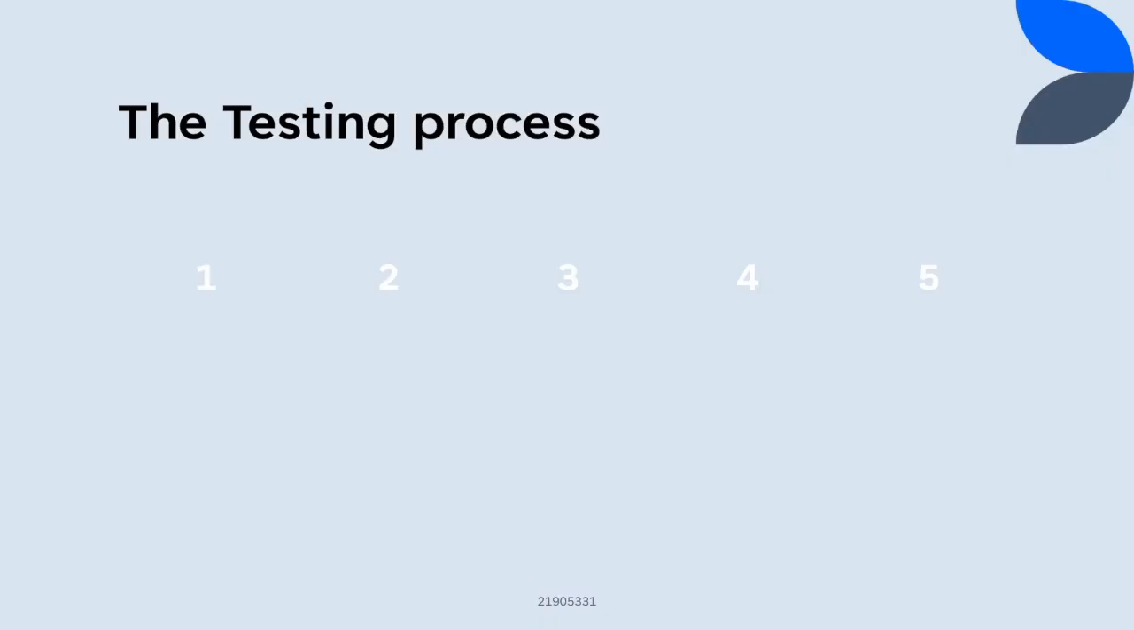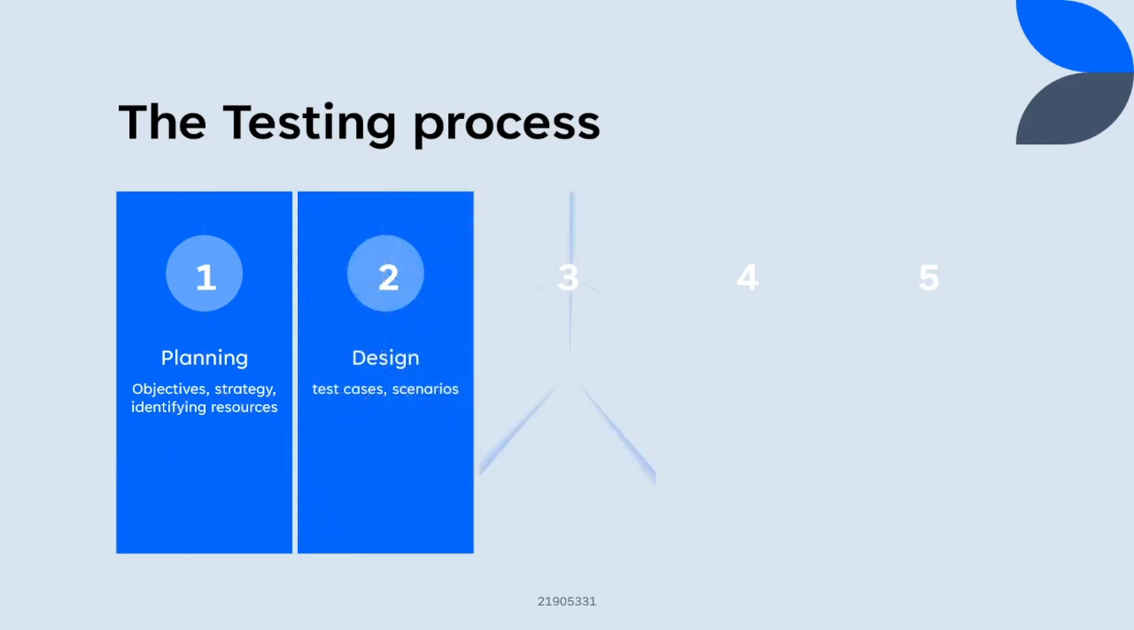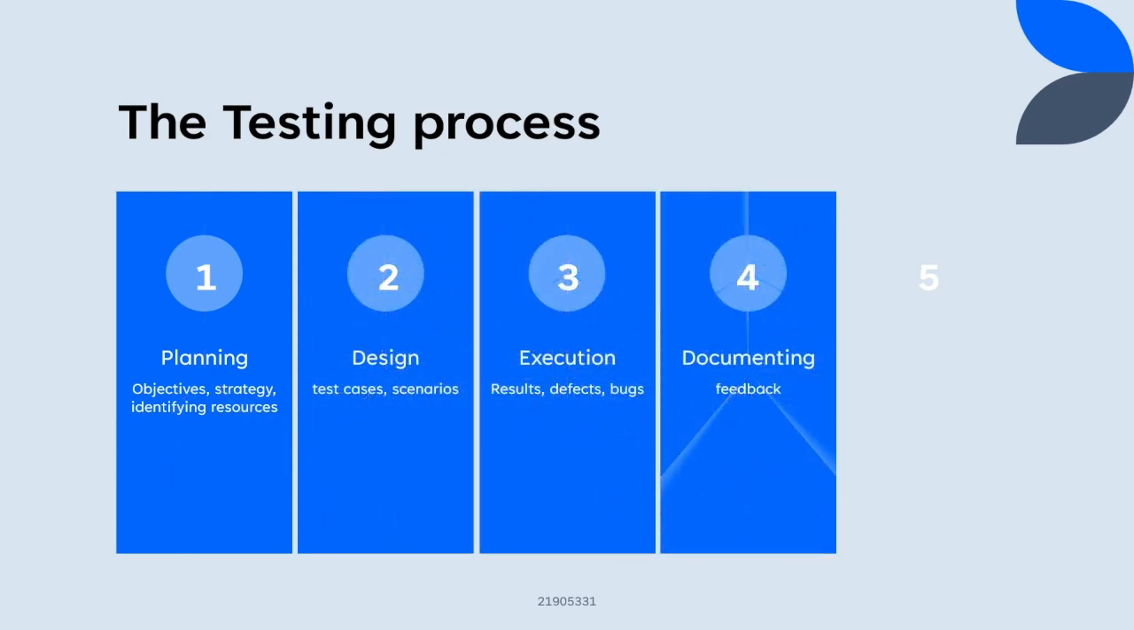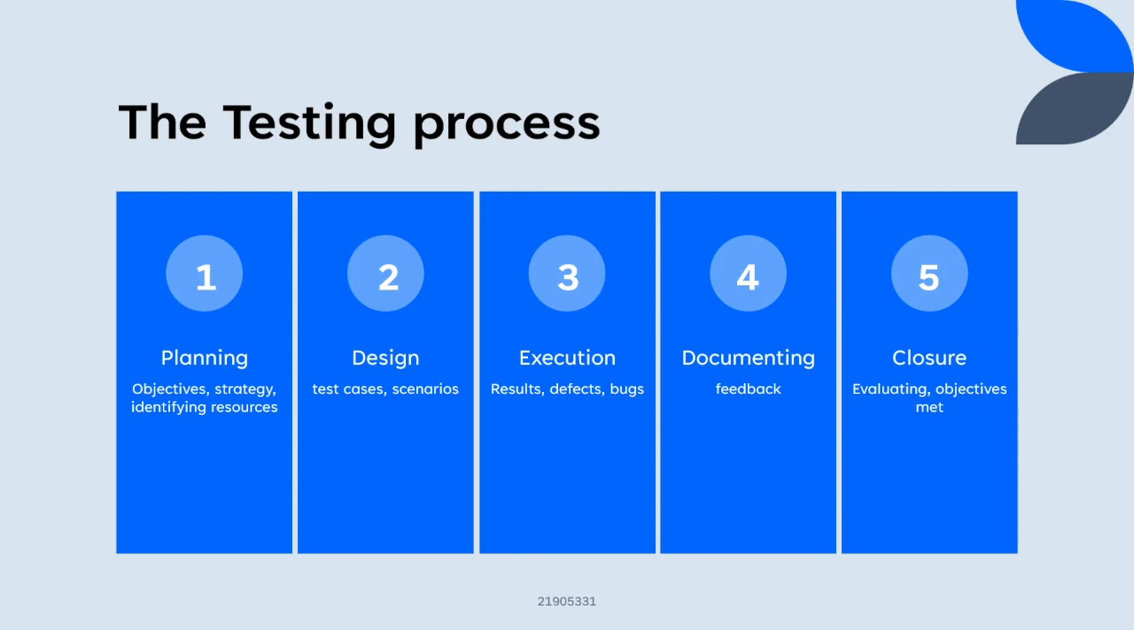The testing process. Stage 1, test planning. This involves defining the testing objectives, developing a test strategy, and identifying the testing resources needed. Stage 2. The design stage. This involves developing test cases and test case scenarios based on the objectives and requirements. Stage 3. Execution. This is when the tests are run and the results are recorded, including any defects or bugs that are identified.